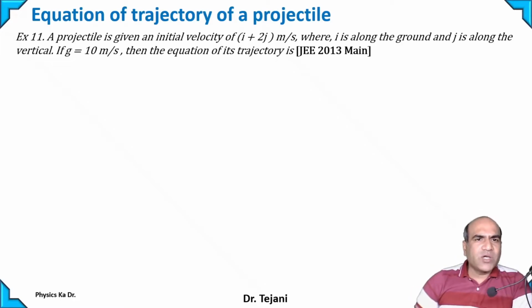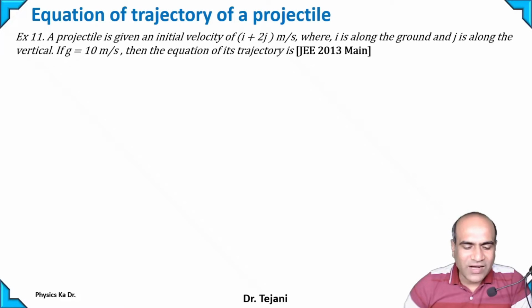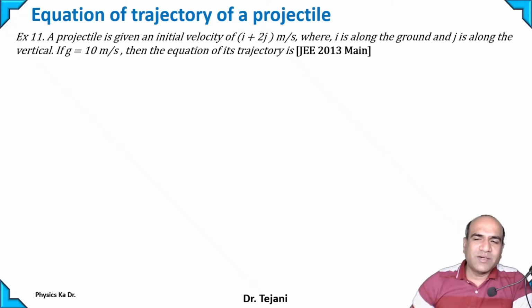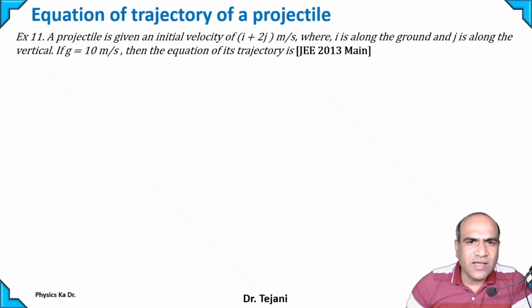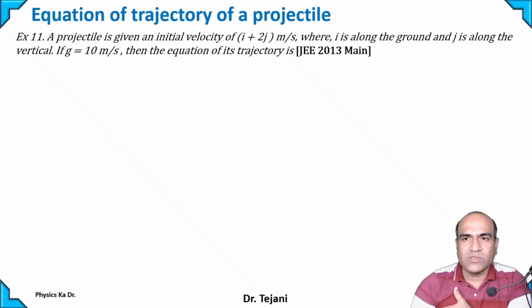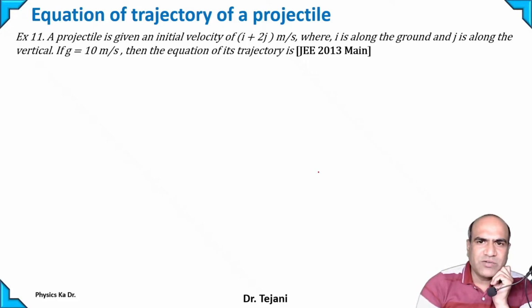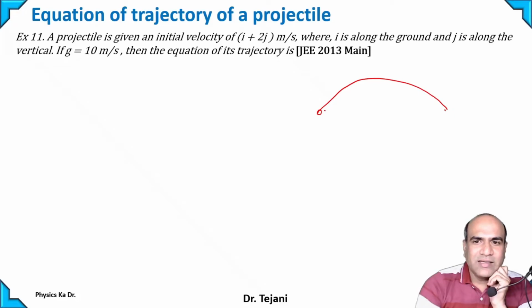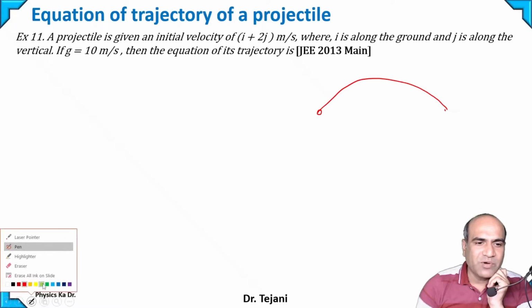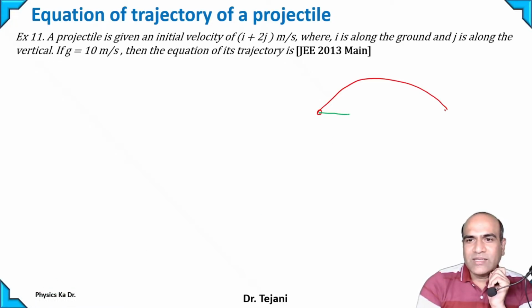So what is mentioned here: a projectile is given an initial velocity of i plus 2j meter per second, where i is along the ground and j is along the vertical. We know that g is equal to 10 meter per second square. Then the equation of trajectory is, this question was asked in JEE 2013 Main. So the object is moving like that, right? And the initial velocity is given. So the i component and j component are given: the i component is 1, and the j component is 2.